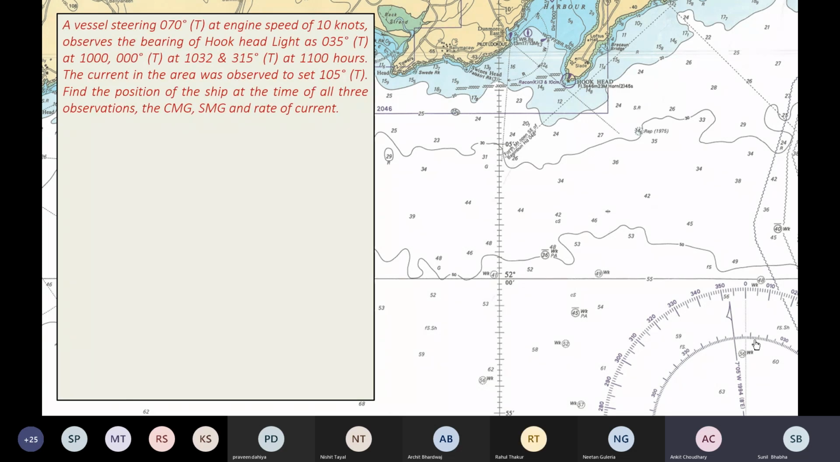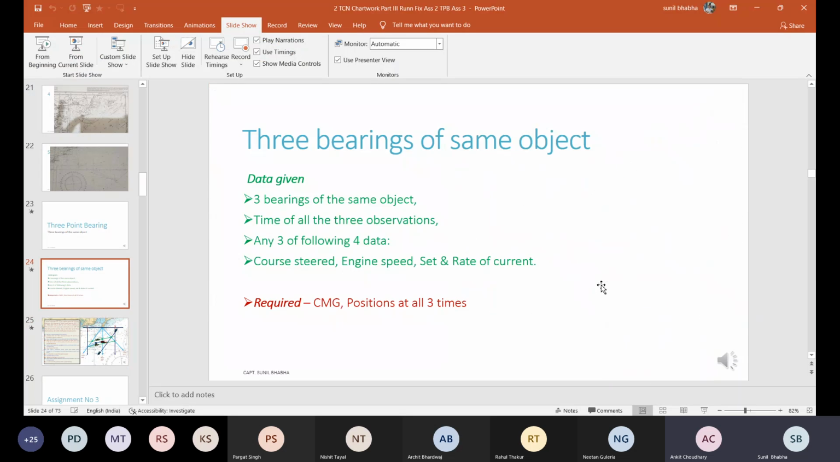Sir. Go ahead, beta. Sir, could you please show the last slide once more, the data given in the 3-point bearing? Okay, beta. Okay, let me show you. Here it is. Okay sir, thank you. Okay. So let's move ahead.